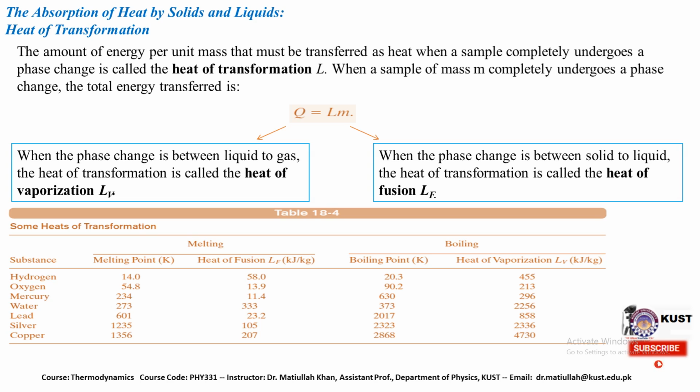We have another term called heat of vaporization. That is the phase change between liquid and gas, so when we transform a substance from liquid to gas, the heat of transformation is called the heat of vaporization. Another term is heat of fusion, which is the phase change between solid and liquid. When we change the phase of a substance from solid to liquid, the heat required is called the heat of fusion. We have these heats of transformation for different materials, corresponding to melting and boiling, and the values are given here.